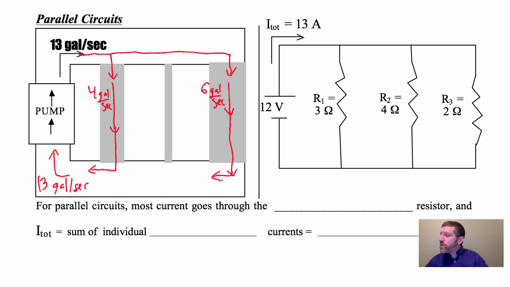So my question to you is, how many gallons per second must be going through this one? Well, it's a narrower tube, so you might guess it'll be less than either of the other two. But if I've got 13 gallons per second coming out of the pump, I've got to have 13 gallons per second going back in. What does this one have to be? Well, 4 gallons per second and 6 gallons per second add up to 10. This one's got to be 3 gallons per second. So you've got the same amount coming out and going in.